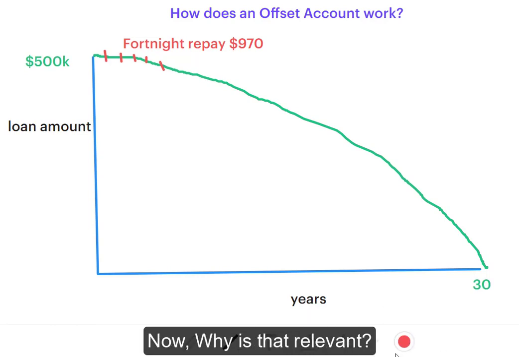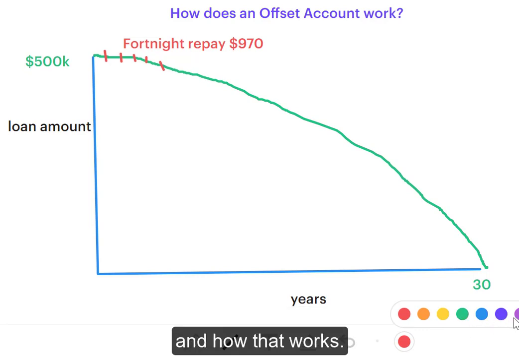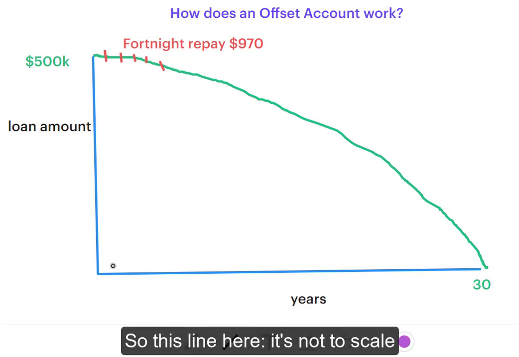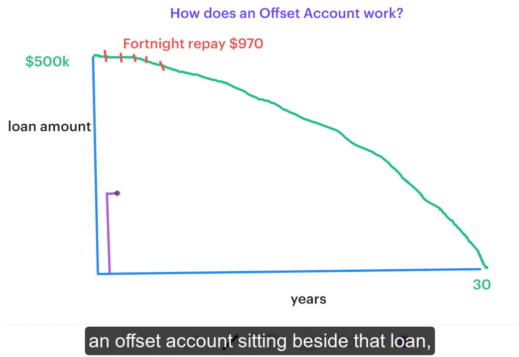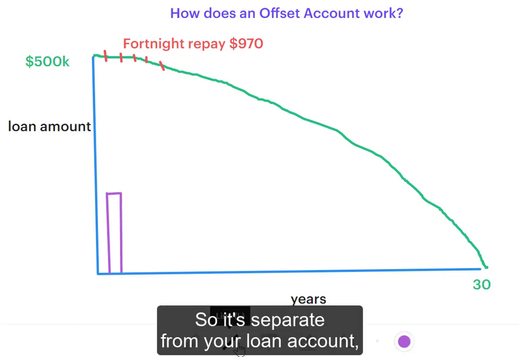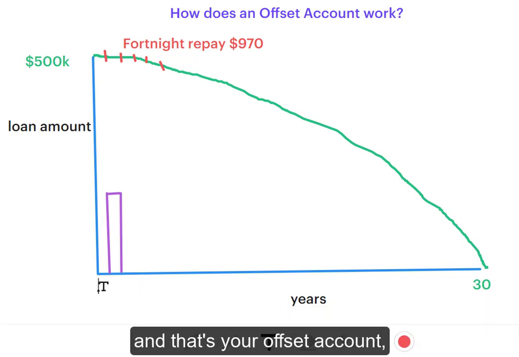Now, why is that relevant? Let's bring in the whole beauty of an offset account and how that works. So this line here, and please, it's not to scale, shows that within that loan you have what's called an offset account sitting, if you like, beside that loan. Okay, so it's separate from your loan account, but it sits beside it. Obviously it needs to be with the same bank, and that's your offset account.